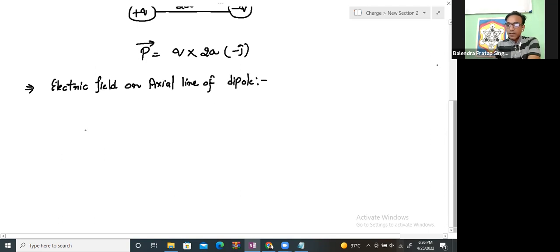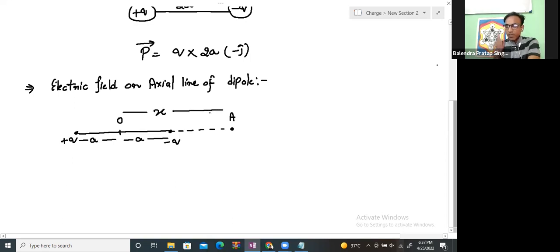We took two charges, one plus q and another minus q, and separated them by a distance twice of a. We considered the midpoint of this electric dipole as origin O, with separation a on each side, twice of a in total. We find the electric field at point A, which is x distance from the origin of the electric dipole.